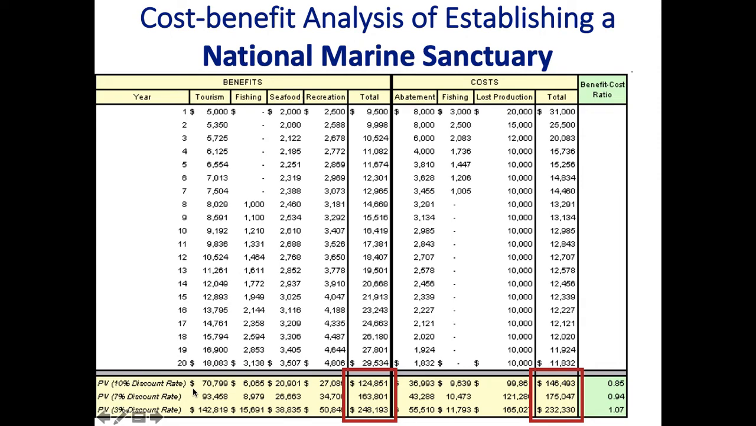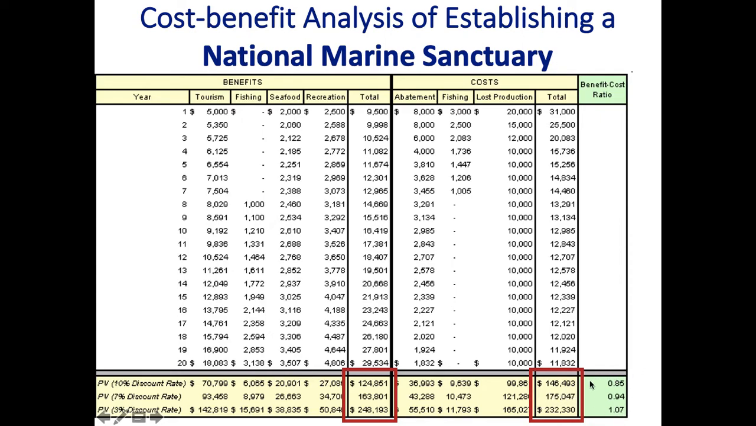And you can see that the values are really different between the benefits and the costs. So we can see here, if you use a 10% discount rate, the cost benefits of the marine sanctuary are actually lower than the costs, which tells us that we probably shouldn't do it. If you go to a 7% discount rate, then the benefits are still a little bit lower than the costs.